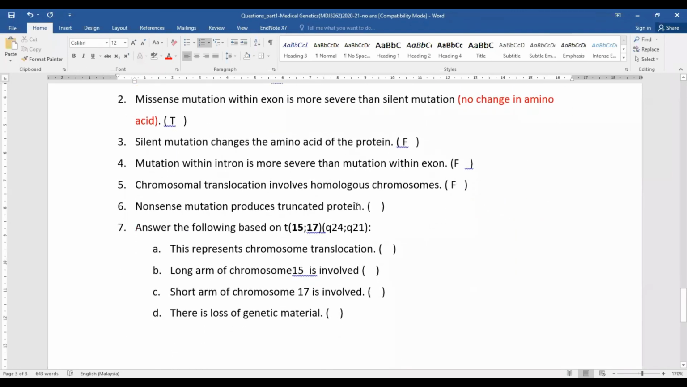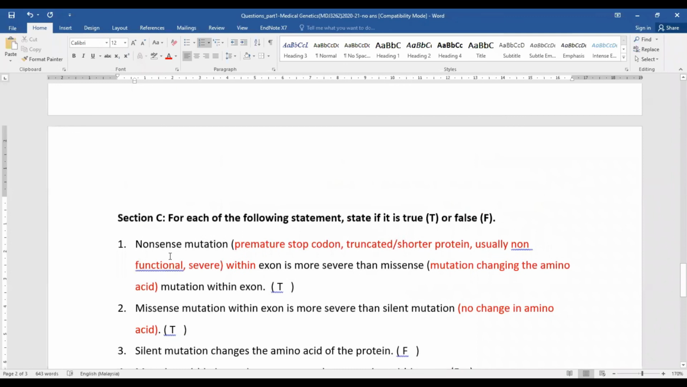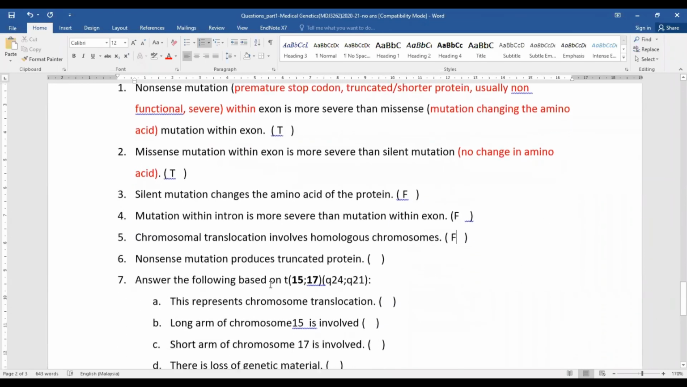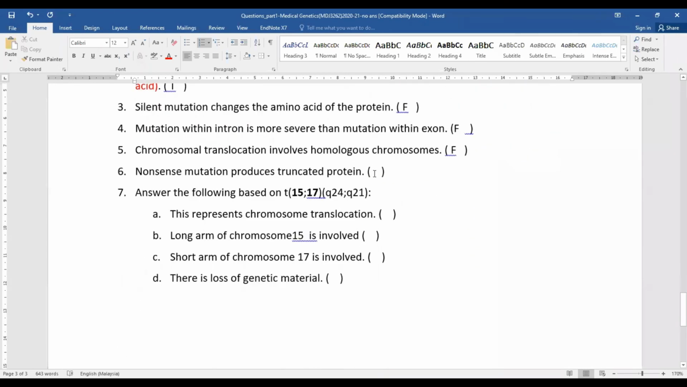Nonsense mutation produces truncated protein, right? We already said that, because it introduced a premature stop codon. So this one, true. Now, answer the following based on this. This is what we call a notation. This thing is called a notation, or sometimes we call it shorthand.